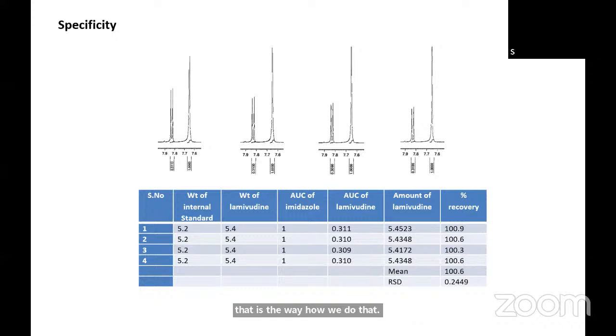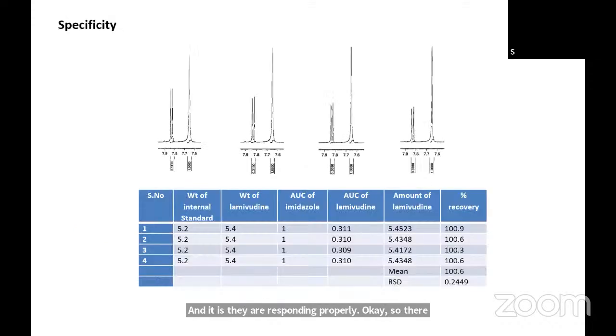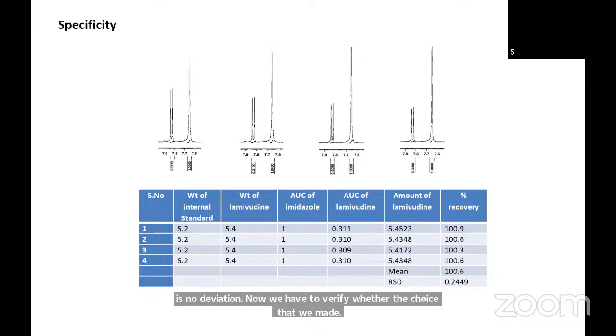Now we just take it further, because here, why did we fix this signal and this signal? Because they are not interfering with each other. Their area under curve, their signal to noise ratio is very good, and they are responding properly. Okay. So there is no deviation. Now we have to verify whether the choice that we made for quantitative evaluation is correct or not. Validation is to be done.